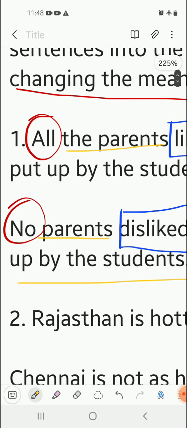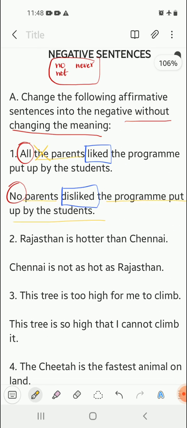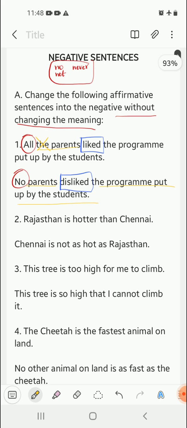Now there was the phrase all the parents. So no the parents will not be grammatically correct. So we have to omit using the. This is the only change. Moving on, number 2. Rajasthan is hotter than Chennai. So we have to add the word not, which means we can't just write Rajasthan is not hotter than Chennai.